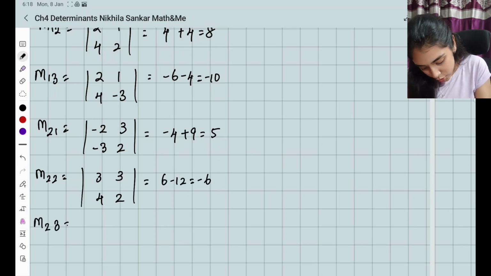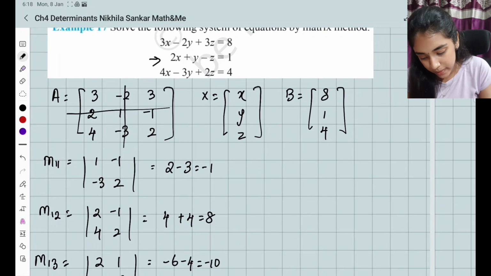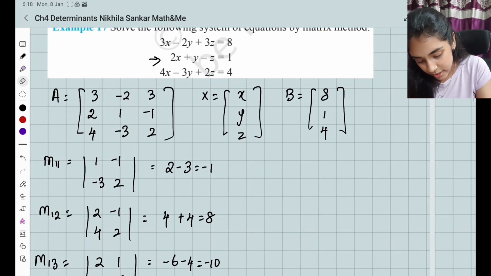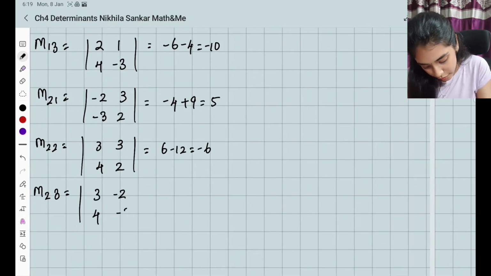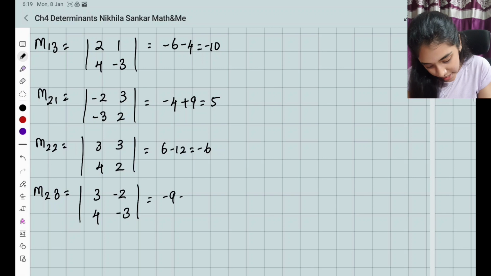Then M23. M23 is going to be, when I erase this, is going to be this. So 3 minus 2, 4 minus 3. So this is minus 9, minus of minus 8. So plus 8 which is minus 1.